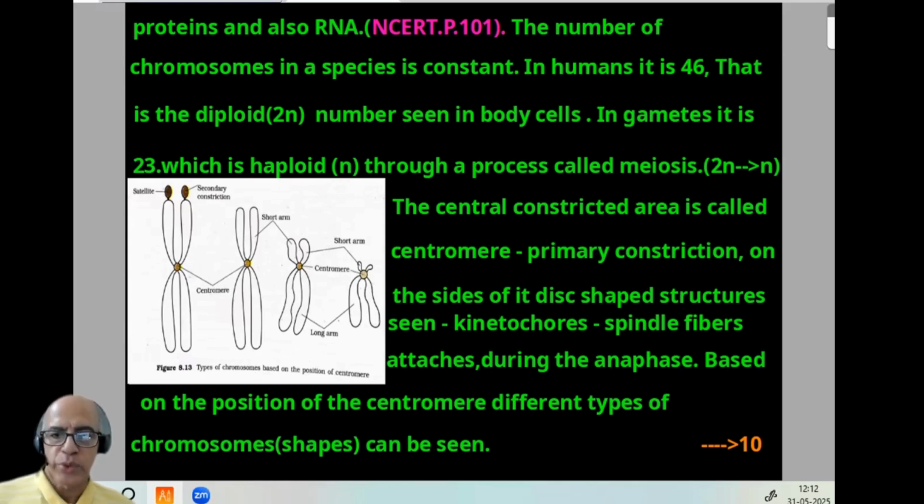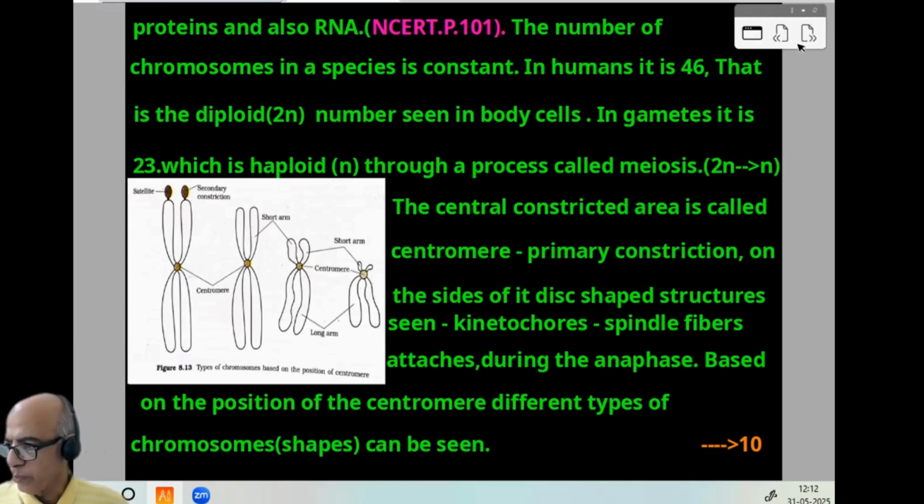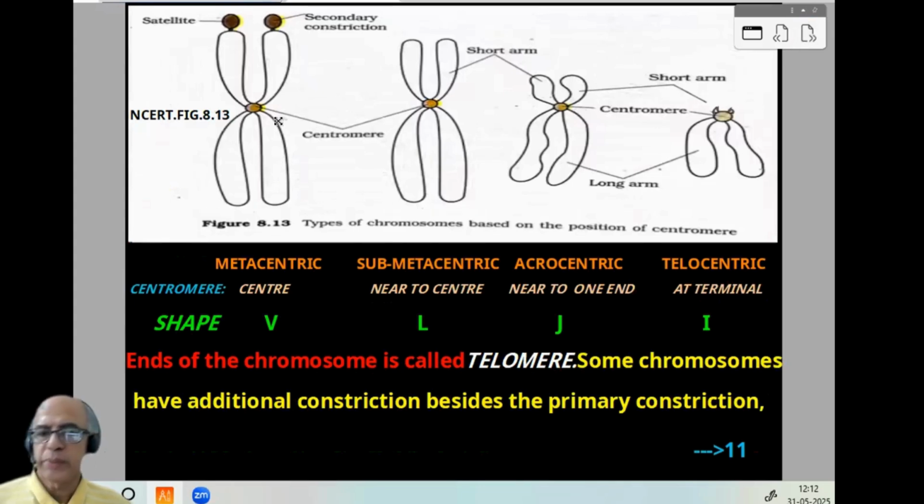Now, the structure of a chromosome. Here I will explain. The central constricted area is called the centromere, and that is the primary constriction. On the side of it, there are disc-shaped structures called kinetochores. It's a famous question: disc-shaped structures, kinetochores. They cannot be seen in this NCERT diagram.